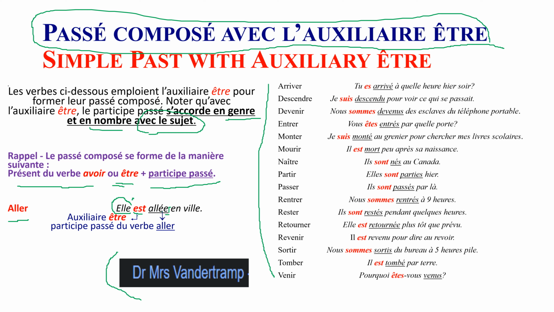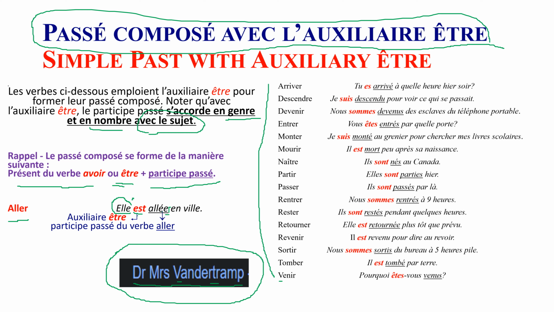So, high school students in Canada, do you remember? They told you, how do you remember the verbs that are conjugated with être? Well, you use this acronym, Dr. Mrs. Van der Tramp. Okay? Now, I'll give you a quick example. The V here is for the verb venir. See how simple it is?